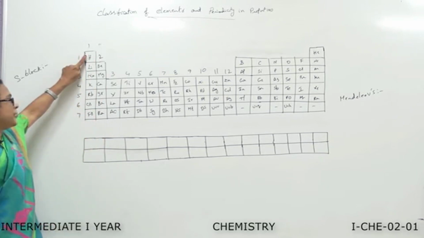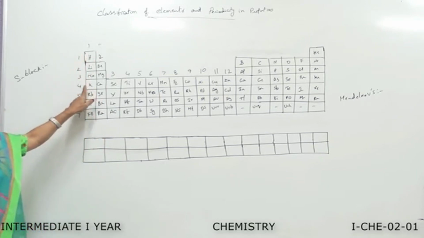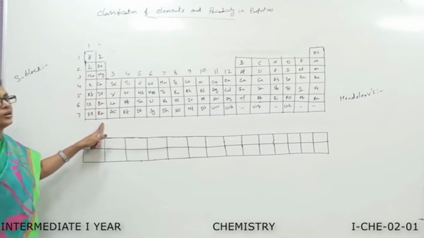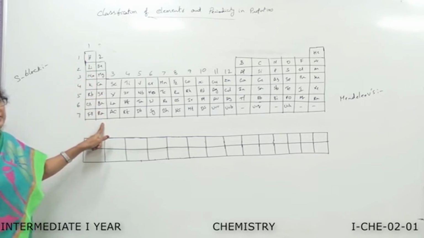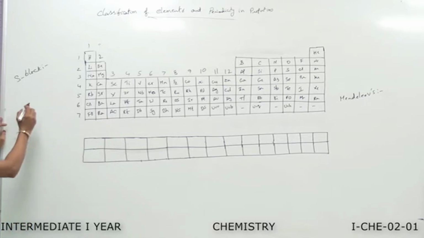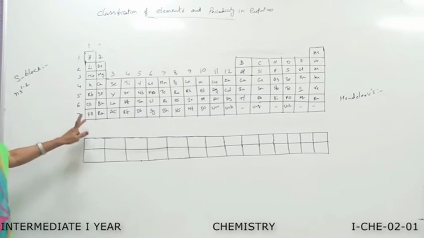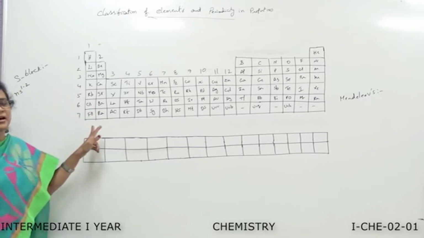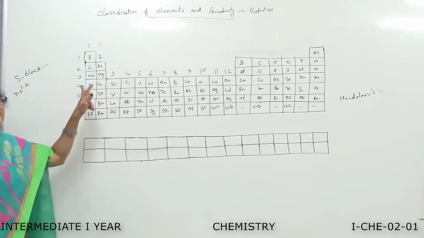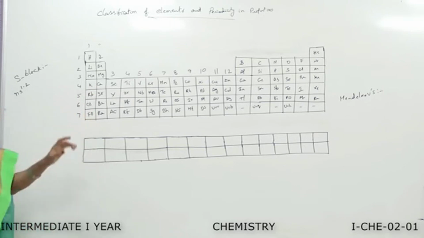First group elements are called alkali metals. Second group elements are called alkaline earth elements. The general configuration of these s block elements is ns1-2. Most of these elements are metals and these elements are highly reactive.